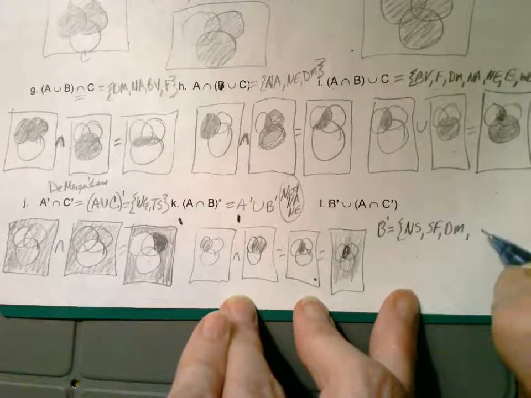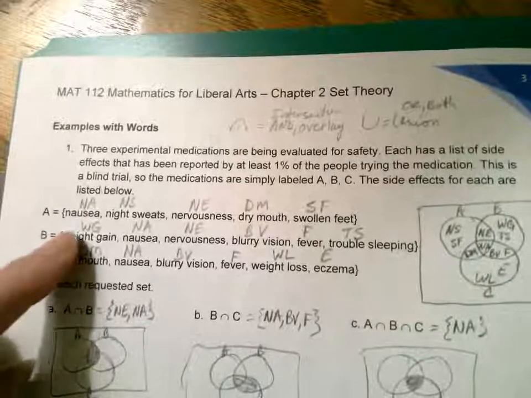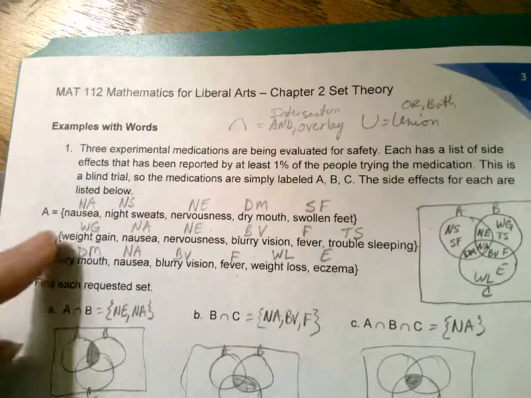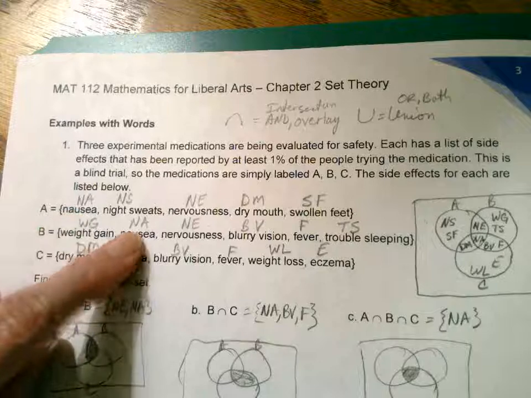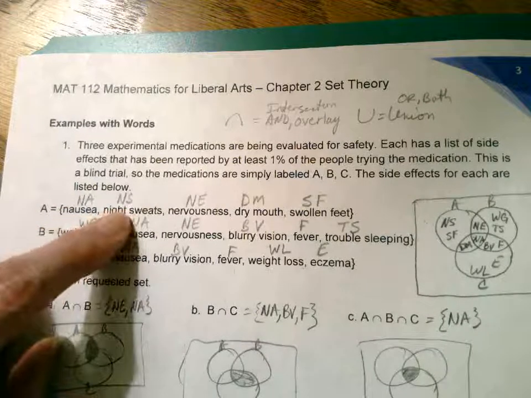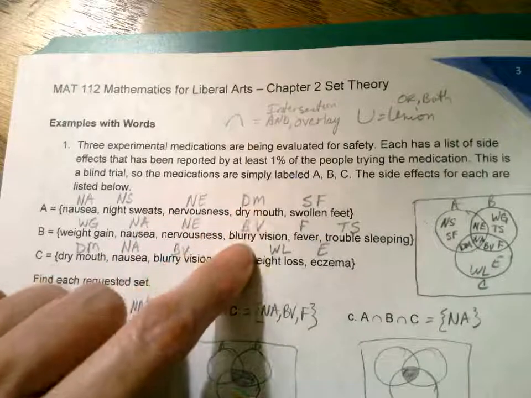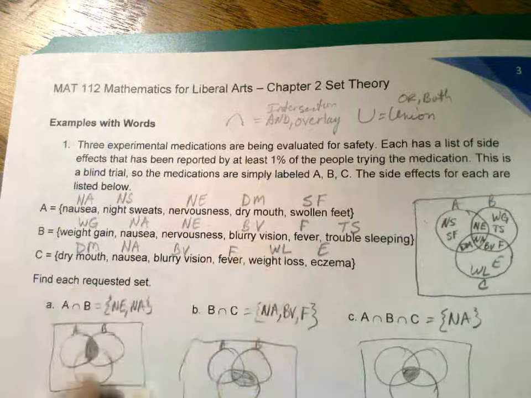I'm looking at the lists here. Hopefully you've got another page where you have the lists on here. This is really hard to do in one video here. So nausea is in B. So not B would be night sweats. I don't see any night sweats. Nervousness, yes. Dry mouth, not in B. Swollen feet, not in B.